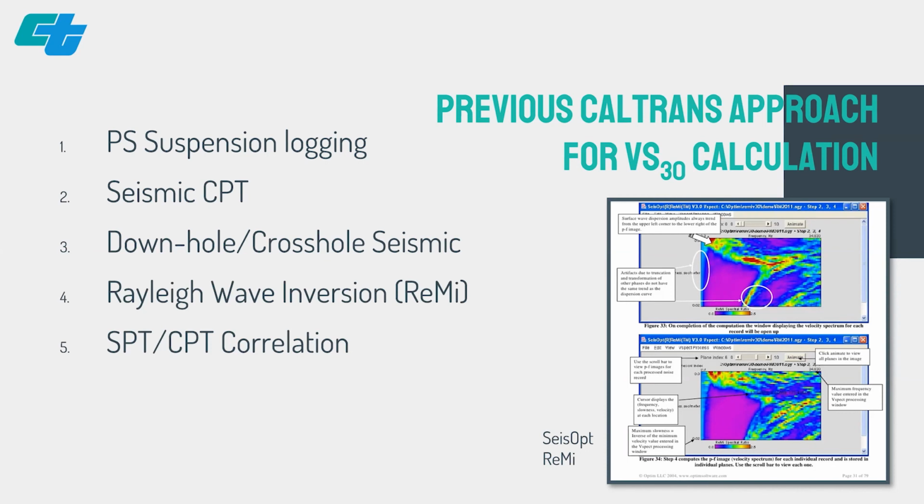CalTrans previously utilized REMI, a 1D passive measurement analyzed within the SeisOpt software exclusively for surface wave analysis. Lastly is SPT, CPT correlations. These correlations and their associated uncertainties can sometimes be problematic and should be utilized after exhausting the options above.